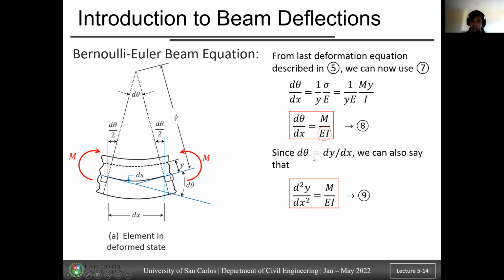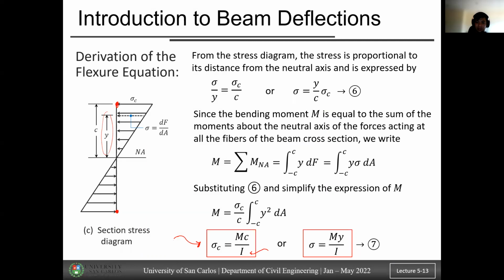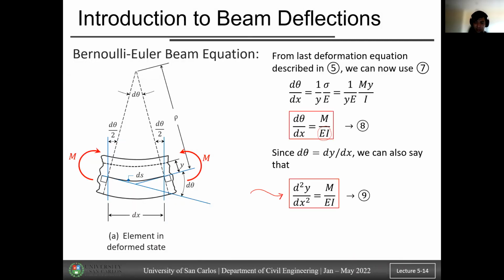Okay, so we now have the final format. Since d theta is equal to dy over dx, this becomes the second derivative of y with respect to x is equal to m over EI. What we're going to remember is this formula also, because this is what we're going to use in the double integration aspect. So what you need to remember is the equation on the last slide, which is mc over I, and the other formula, equation number 9: the second derivative of y over dx squared is equal to m over EI. So moment, modulus of elasticity, and moment of inertia. With this topic, all you have to do is get the moment first, and then we proceed with the double integration aspect.